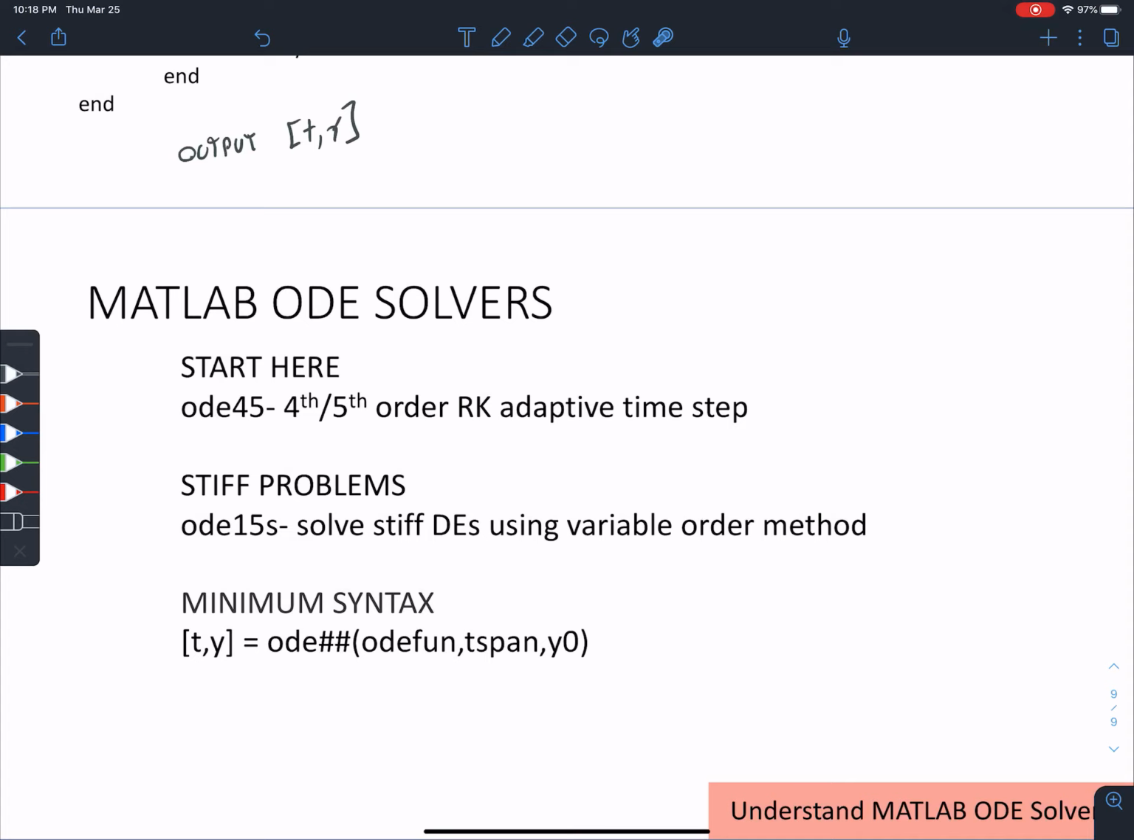Right, but all of these functions work more or less on the same syntax, right? Whenever there are 2 numbers here for the different orders, for example, you're passing the function, the value of the interval that you would like to solve, and the initial value for the initial value problem, and this is the output, which gives you the independent and the dependent variables for the problem.